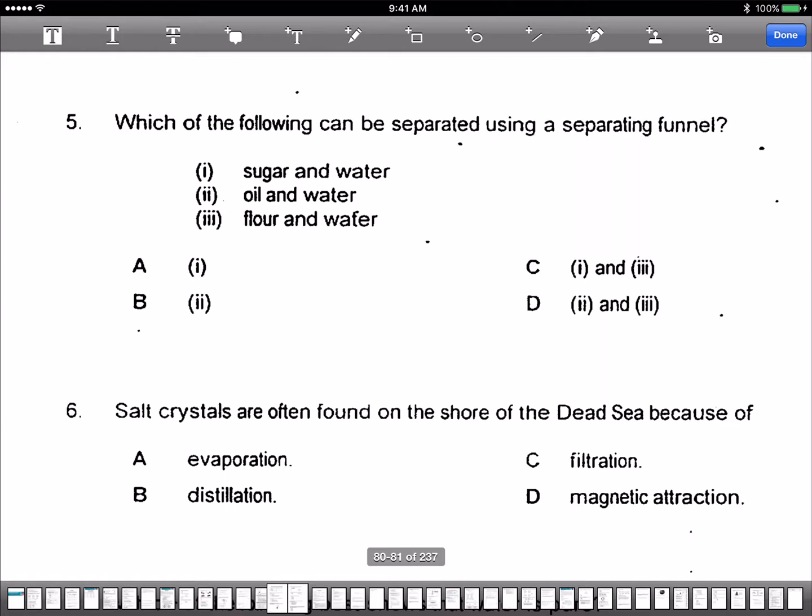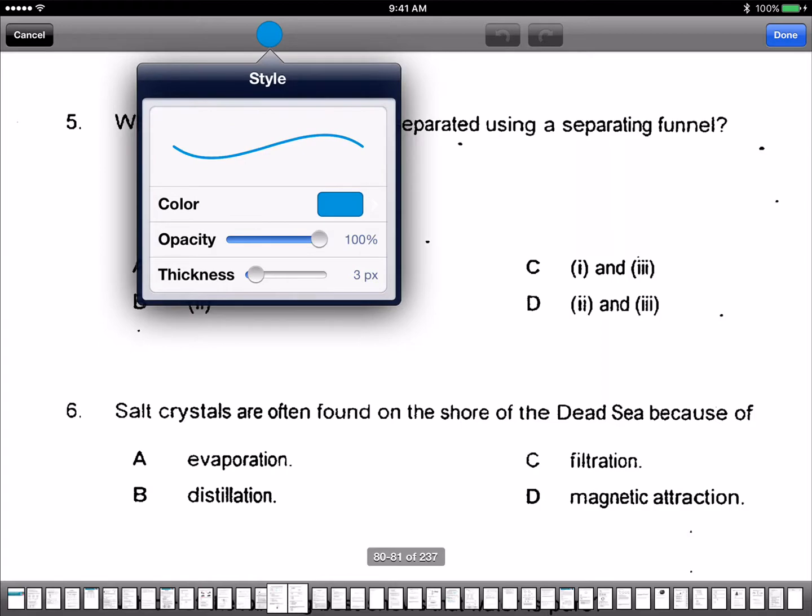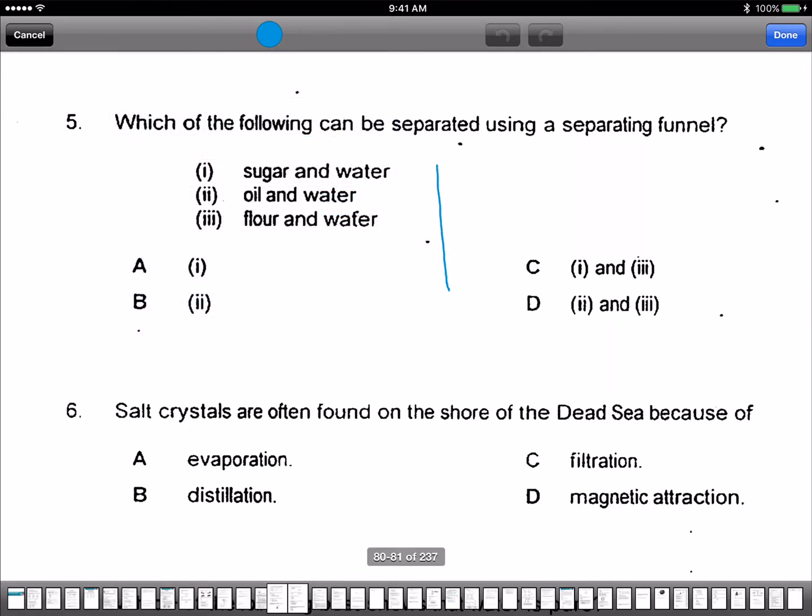Okay, question number 5. The answer is B, because a separating funnel is not a filter funnel, it's different. A separating funnel looks like a burette. It's just one long stick used to separate oil and water. Why? Because the oil will float at the top. Let me show you. Here will be oil, and then water will be at the bottom.